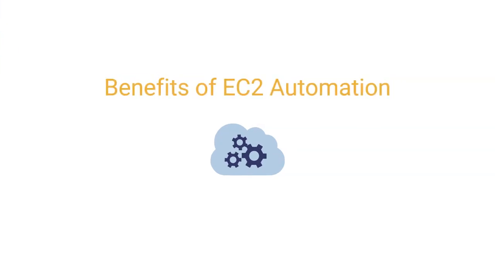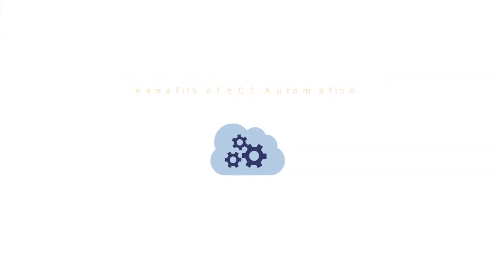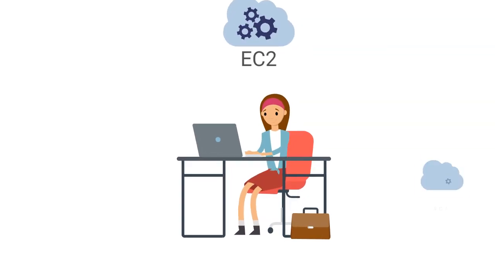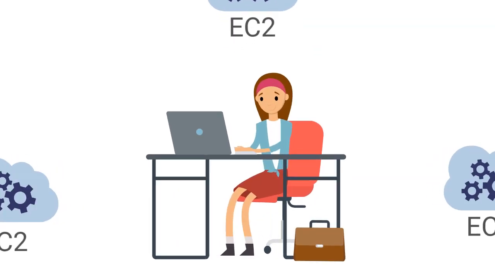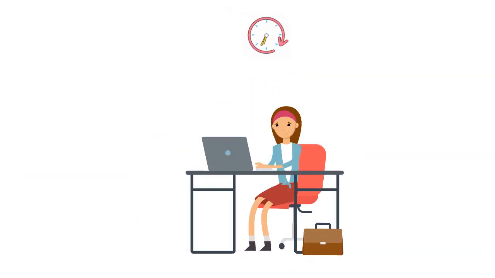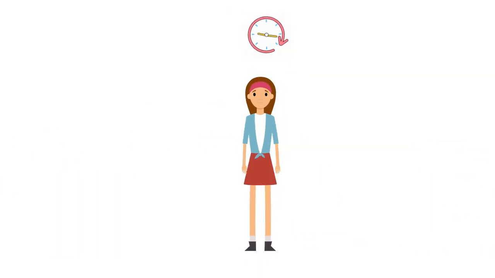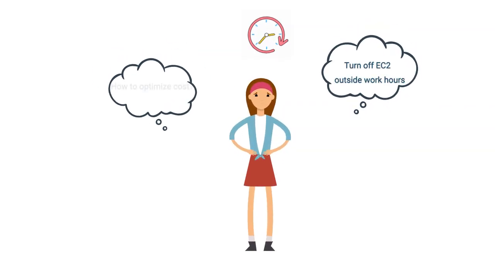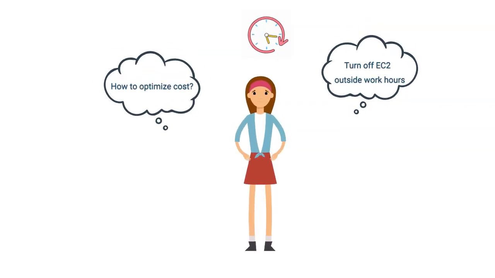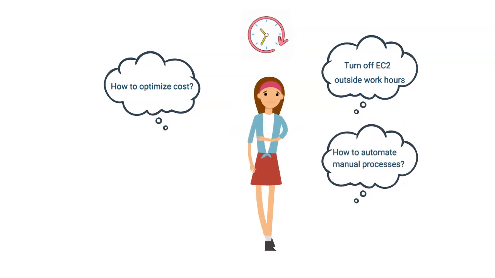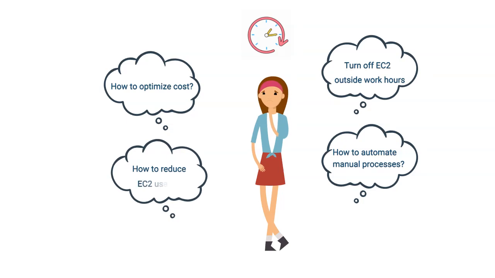But first, let's talk about the benefits of EC2 automation. In the course of your work, it is most likely that you have to manage EC2 workloads around the clock. And while doing so, you might be required to turn off your instances outside work hours, or you want to optimize your Amazon EC2 spending. Or maybe your organization is implementing procedures to automate manual processes.